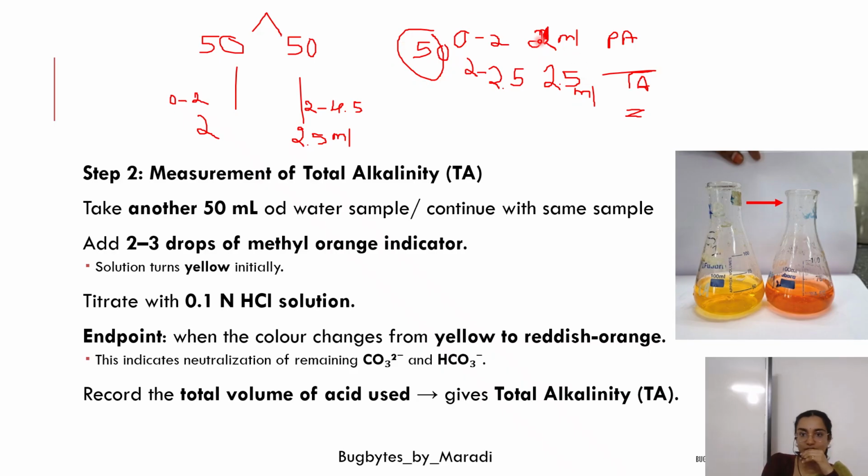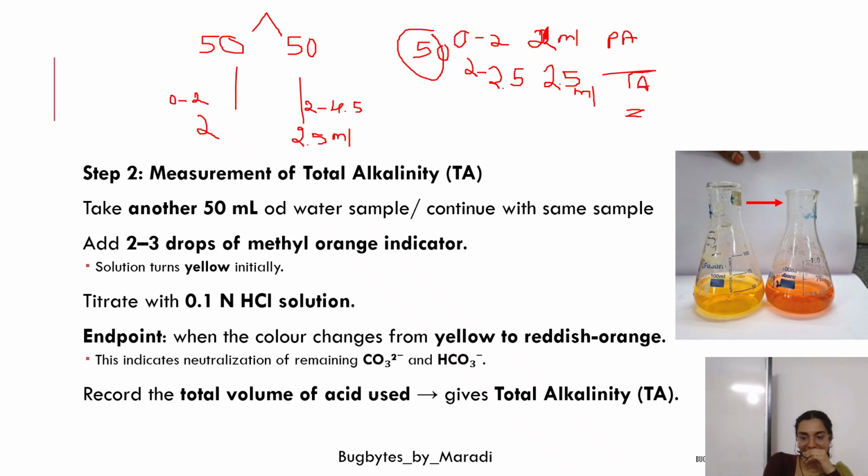Please consider 2 ml, what is there in that TA. This 0.5 ml, whatever is there. Okay, 2 to 2.5 over here. That is 0.5 ml. So 2 ml plus 0.5 is 2.5 ml for your TA. So there are two options. Okay, that will tell you the total volume of the acid used.